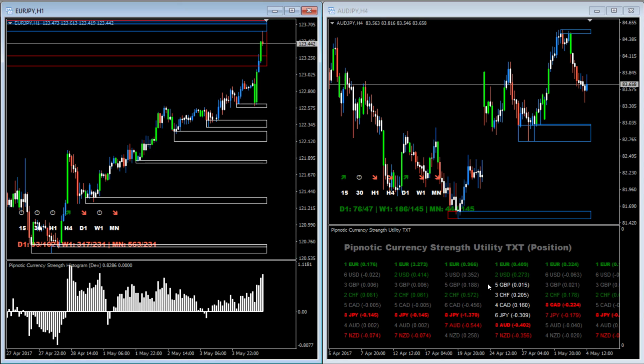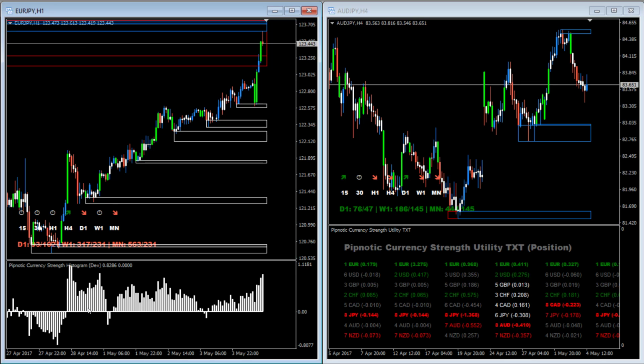Well, just so that you know, the engine in this indicator is identical to the engine in this indicator, but the information you're being shown is different. This is showing you the strength of the individual currencies. This is showing you the difference of the strength of the two currencies that you can view on the chart. So this is the difference between the euro and the Japanese yen.